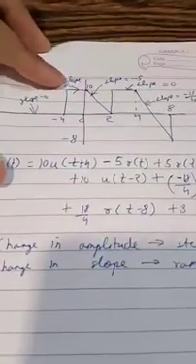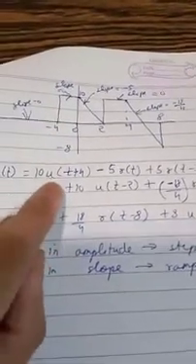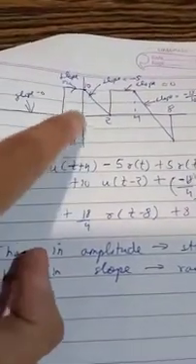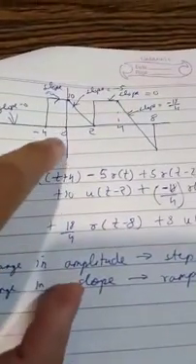So it is represented by a step signal at t equal to -4. So this is the u(t+4) with amplitude 10. So it is the 10 u(t+4).